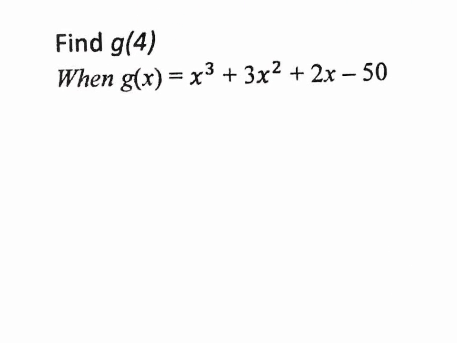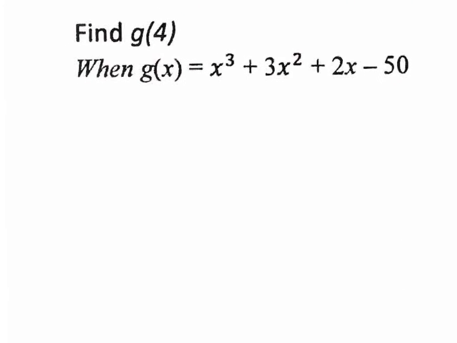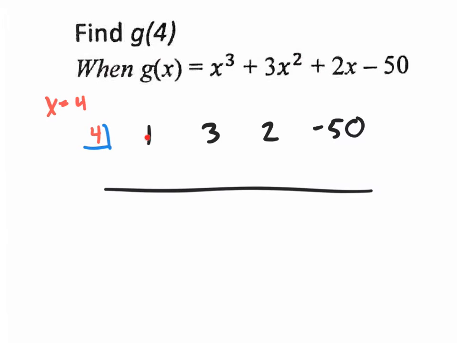Find g of 4. So they're kind of like telling you, hey, the x value is really 4. Okay, so what are you going to plug in? You're going to plug in 4. Okay, let's write down the coefficients. What are the coefficients? 1, 3, 2, and the constant -50. Put that line. As you go down, you combine. 1 plus nothing is 1. As you go up, you multiply. 4 times 1 is 4.